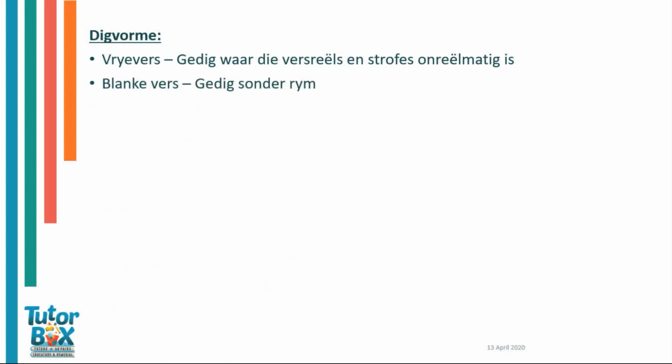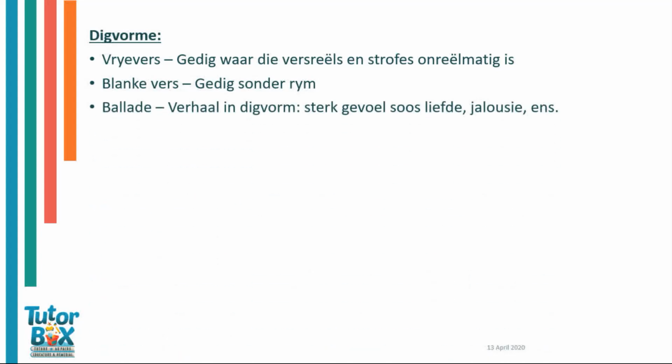Then blanke vers, gedig sonder rym. Okay, so that is when there's a poem that does not have rhyme. Then 'n ballade, 'n verhaal in digvorm. Sterk gevoel soos liefde, jaloesie ensovoorts. Okay, so a ballade is when it is a story in a poem format. Okay, and it has strong feelings like love, jealousy, etc.